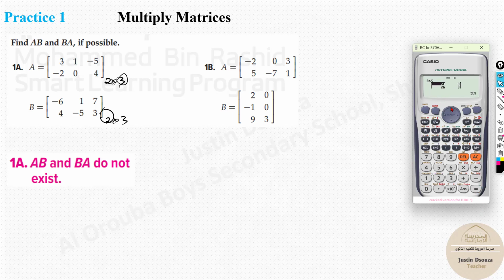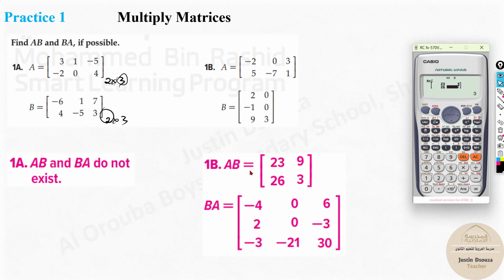The answer will be 23, 9, 26 and 3. That is the answer. That is for AB. Now what about BA? You don't need to fill in the matrices again. Just press over here, shift 4. First type in matrix B multiplied with shift 4 matrix A, and you will get the answers minus 4, 0, 6 and minus 2, 0, 0, minus 3, minus 21 and positive 30. So this is how you can easily multiply any problem using calculator.